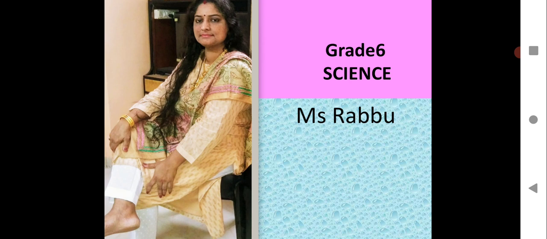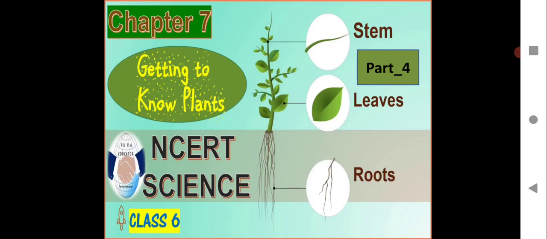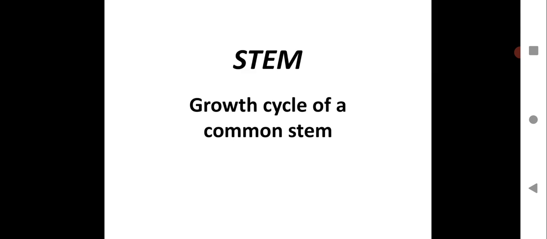So let us see, in this session we will continue with the chapter Getting to Know Plants, part 4. What are we going to have in this session? We are going to learn about stem. We had finished about leaf. We have seen the structure of the leaf. We have seen various parts of the leaf. We have seen two very important processes which take place in the leaf, that is transpiration and photosynthesis. In the previous session we had finished all that. So let us see one more part of the plant, that is stem.